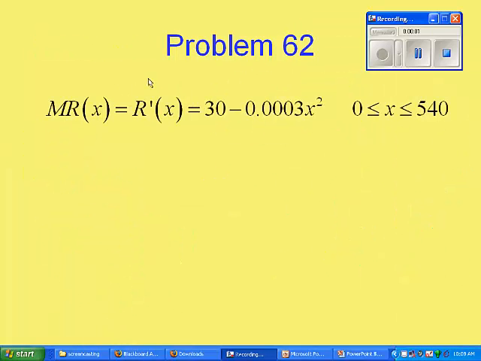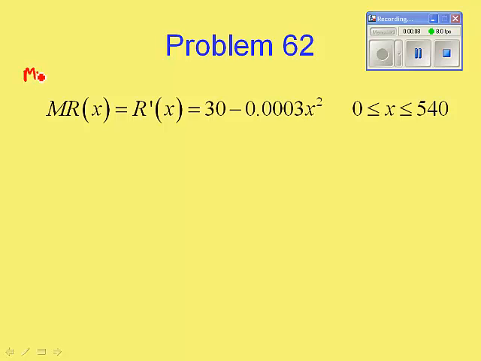Okay. In our book, when our book writes MR of x, do you guys know what that stands for? This is going to be marginal. When they put an m in front of a variable, it means marginal. Marginal revenue function.